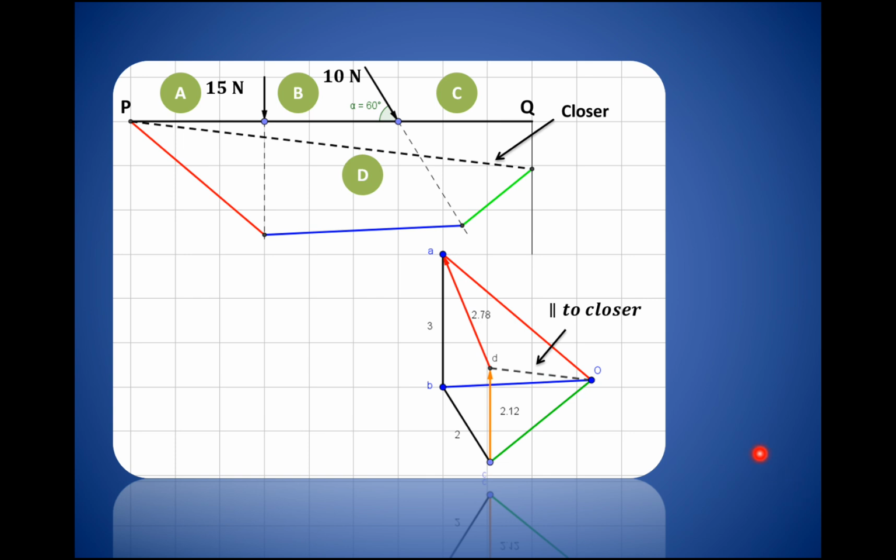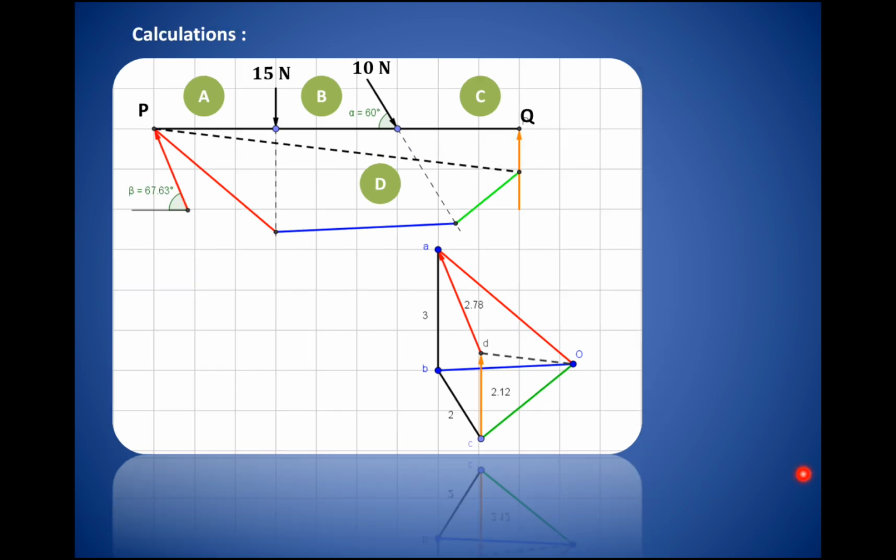This is the closure, and we have drawn a line parallel to this closure and then the vertical line, as we discussed earlier, and then we have joined DA to obtain the respective reactions. Now let us see the magnitudes of these reactions. As we have seen earlier, CD represents RQ and DA represents RP.